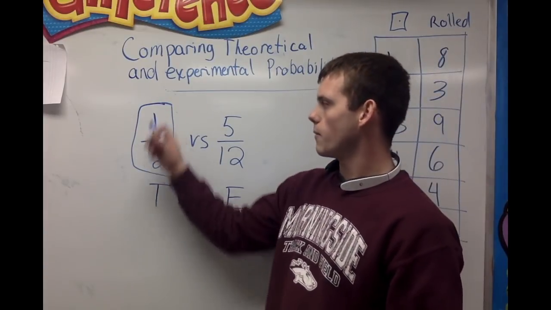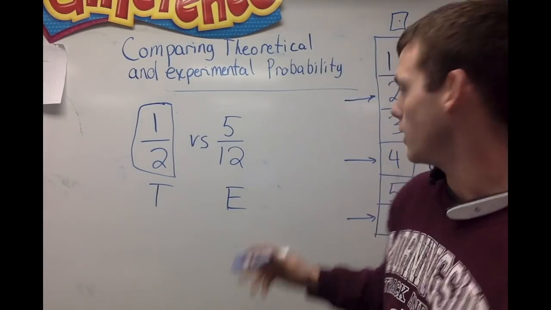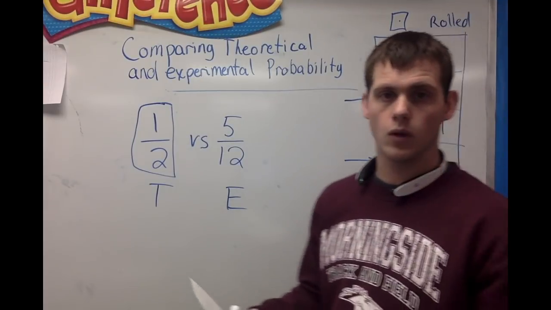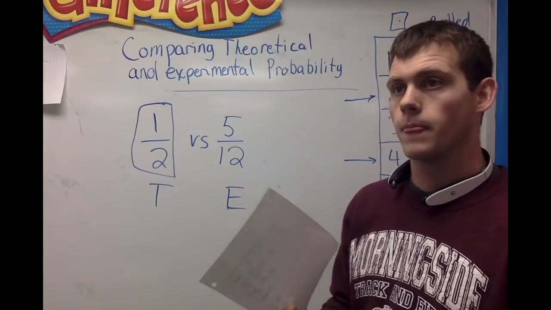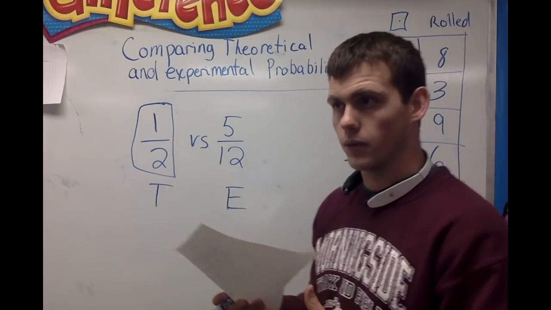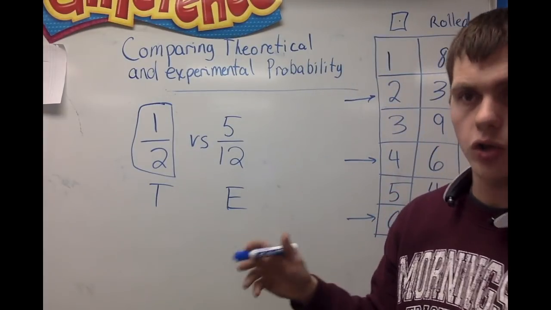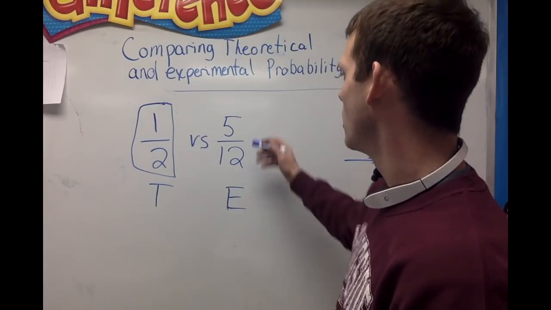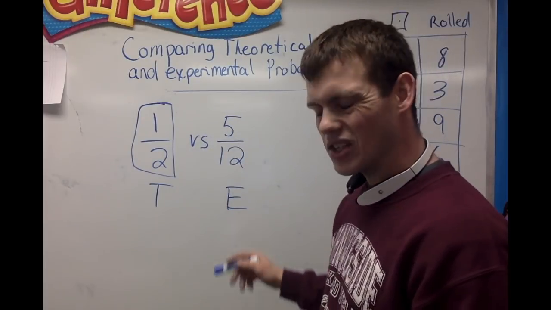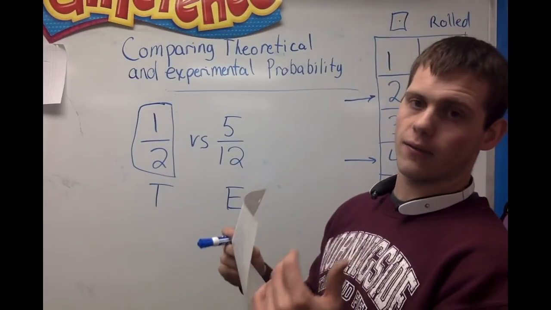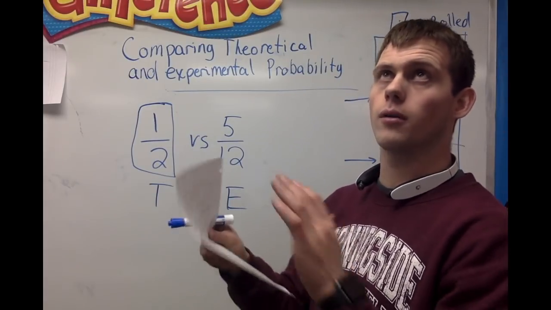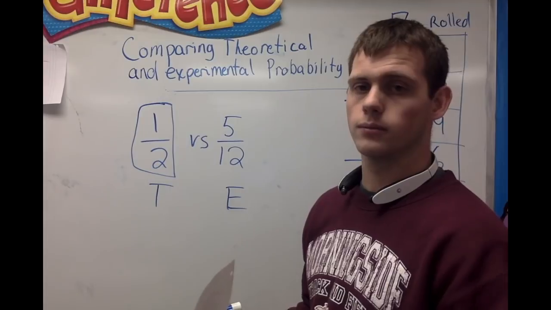So theoretical, we were supposed to get an even number half the time. So 50%, however you want to look at it, but half of the time. Every other roll should have been an even number. Here it says, actually, we rolled less than that. So we got less than half when we rolled all of our dice.